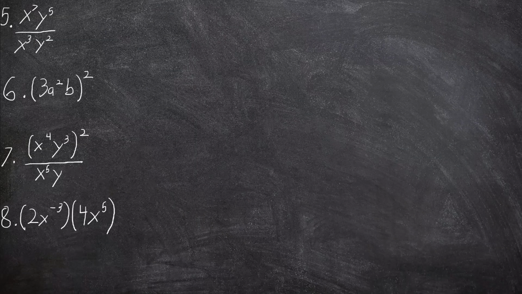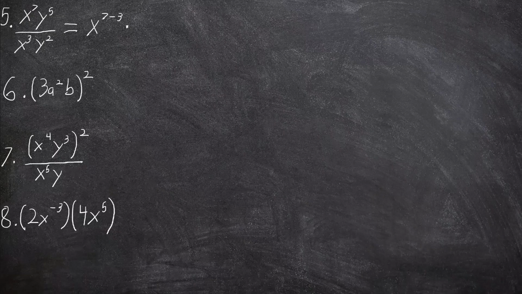We are at our next set of problems. Feel free to pause the video and attempt these yourself. Okay, starting with number 5, we can look at our x values, x to the 7th and x cubed, and we notice that we have x to the 7th and x to the 3rd power, so we could write it as x to the 7 minus 3.